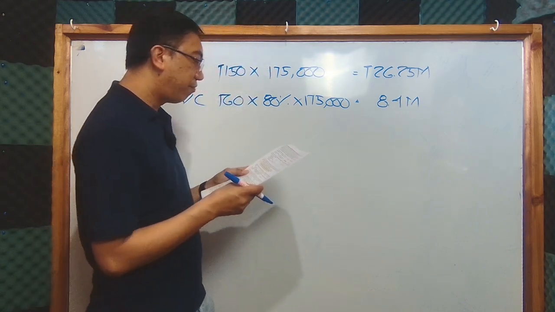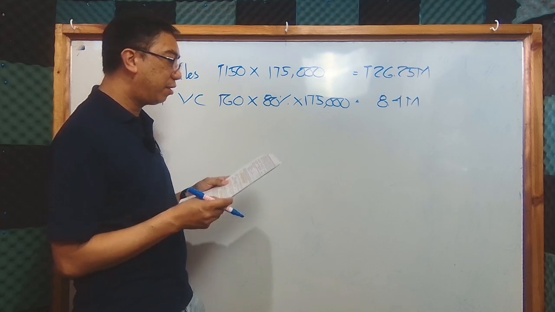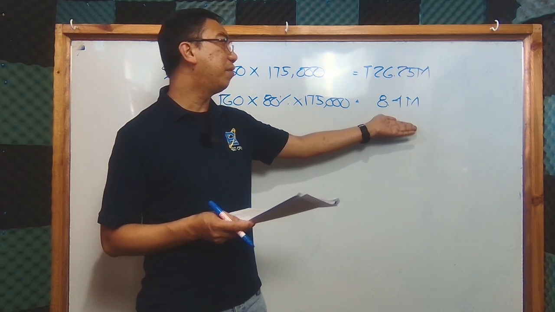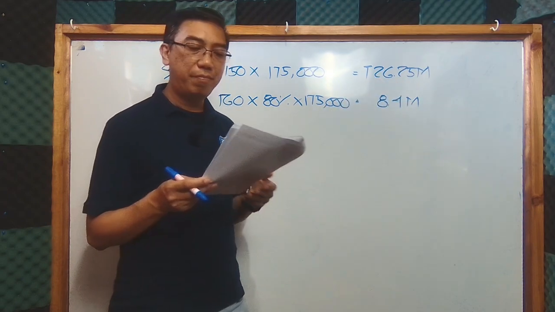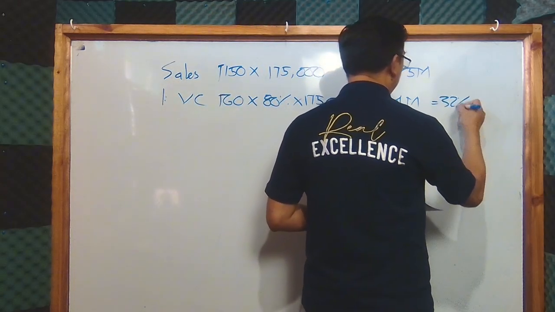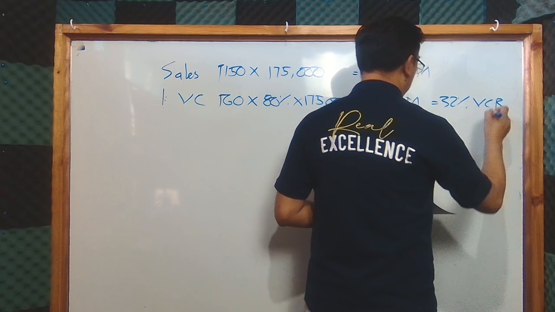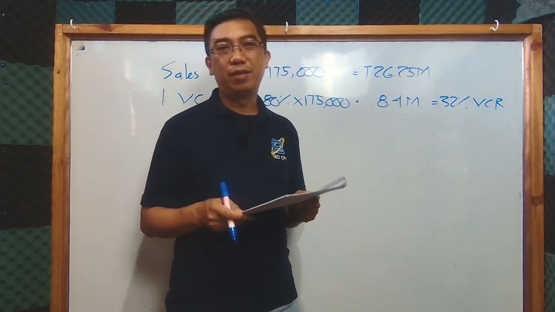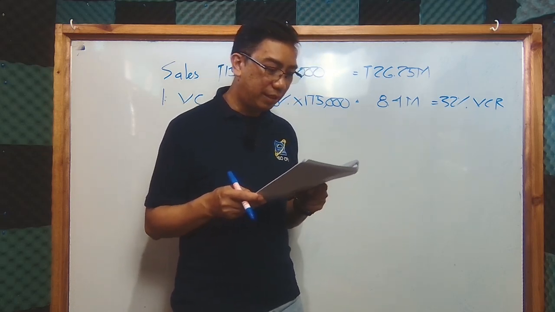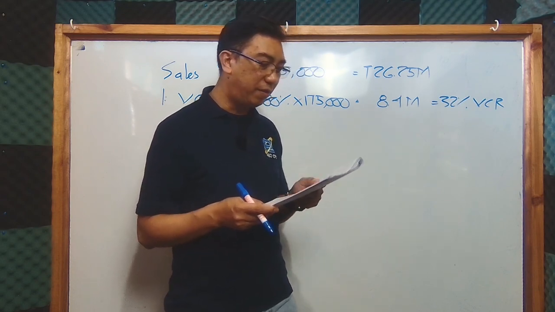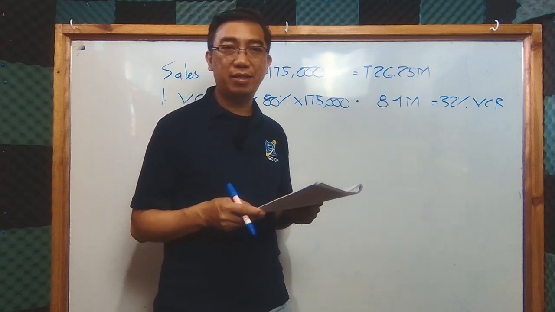So, let's compute natin si variable cost ratio. Class, 8.4 million divided by 26.25 million should give us 32%. So, there's a 32% variable cost ratio. Class, doon pa lang, pag nakita mo yan, syempre, look at the choices. It is now either A or C, di ba? Kasi class automatic, if variable cost ratio is 32%, CMR is 68%.